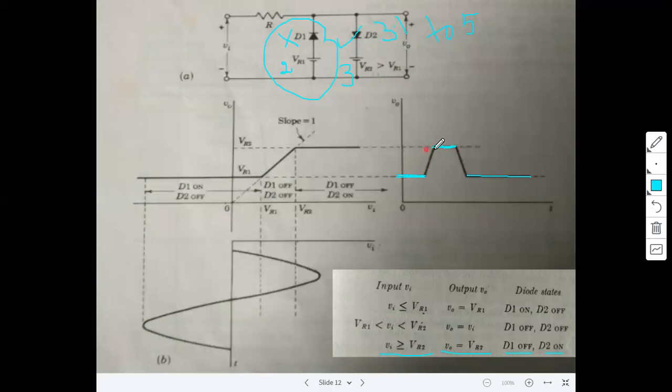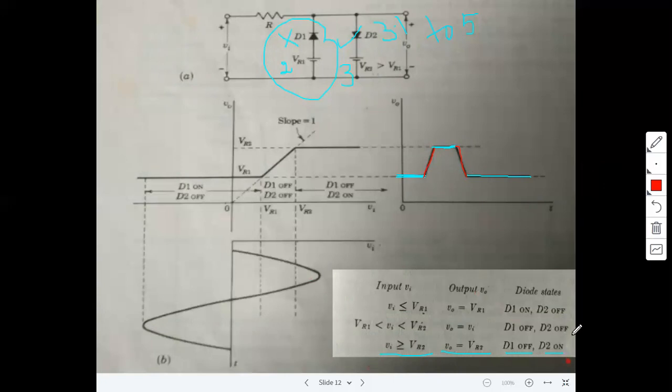Okay, between this range, output follows the input, right? Between this range, here I'm showing in red color, output follows the input. Okay, that is about the two level clipper circuit.